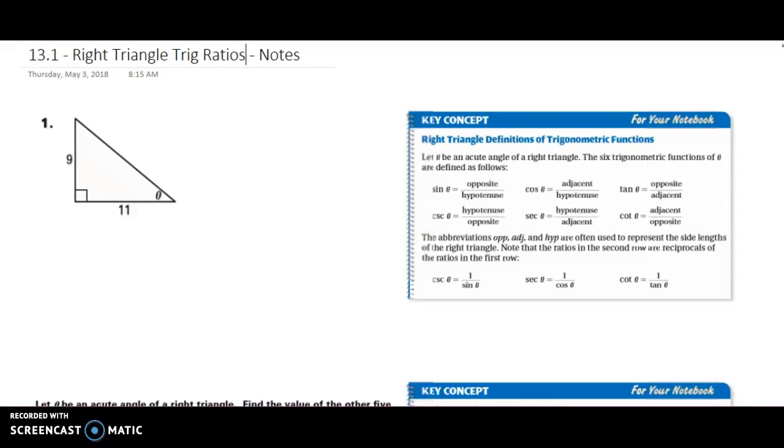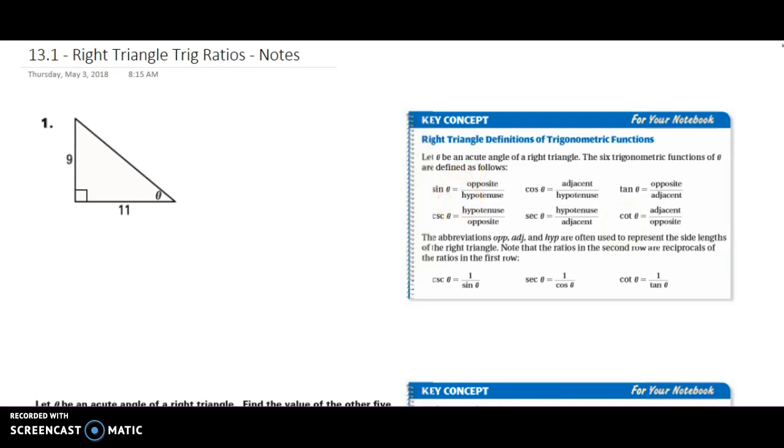Welcome class to 13.1 right triangle trig ratio notes, and we're going to be talking about right triangle trig ratios. Now we're doing a mix of solving and just writing things out. On this one we're not going to really solve much. We're just going to write all these trig ratios out. So notice we have the sine, the cosine, the tangent, the cosecant, the secant, and the cotangent.